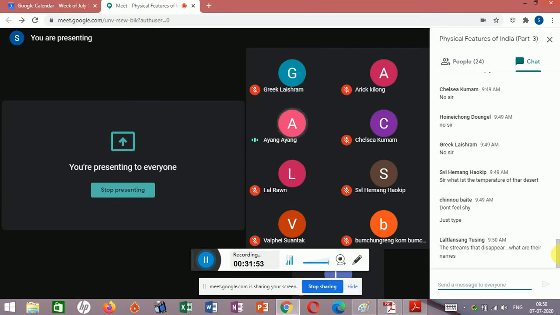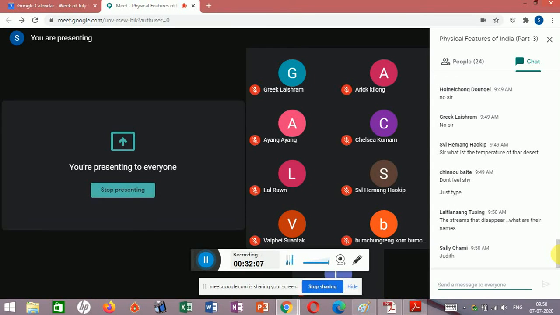And about the temperature of the Rajasthan desert, it is more than 50 degrees Celsius during the daytime. But it is as low as 0 degrees or minus sometimes in the night time. And about the reasons, we will discuss in chapter 4. So why such a big range of temperature is there in the Rajasthan desert will be discussed in chapter 4. Any other question?